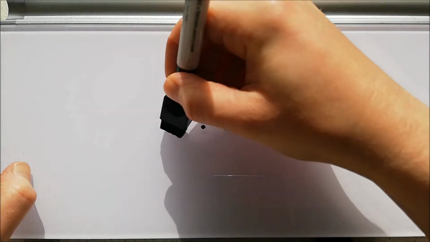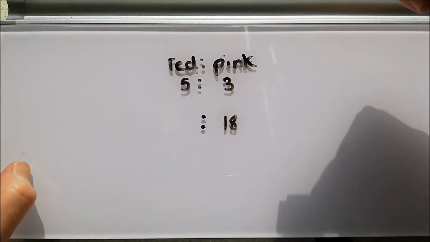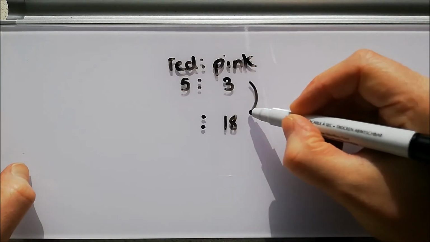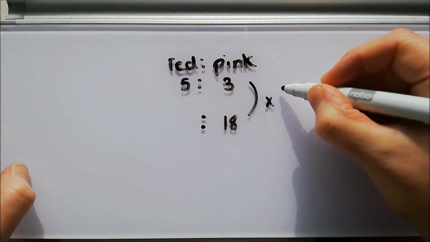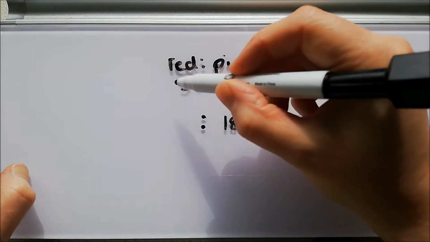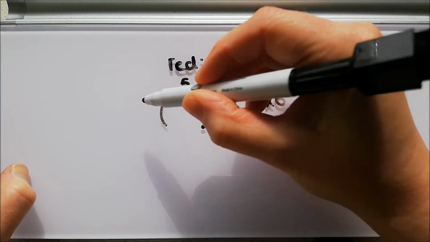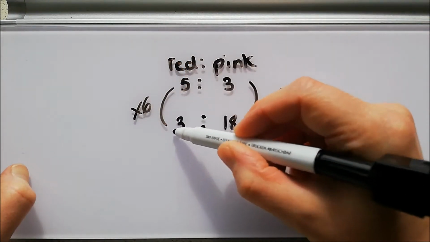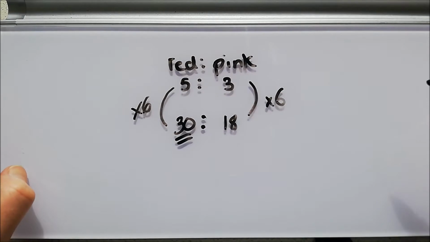This is just like scaling up fractions, except it's done sideways. So to get from 3 to 18, we've multiplied by 6. And therefore, to keep the ratio the same, we need to times that by 6 as well. So there would be 30 red roses, and that would be the answer.